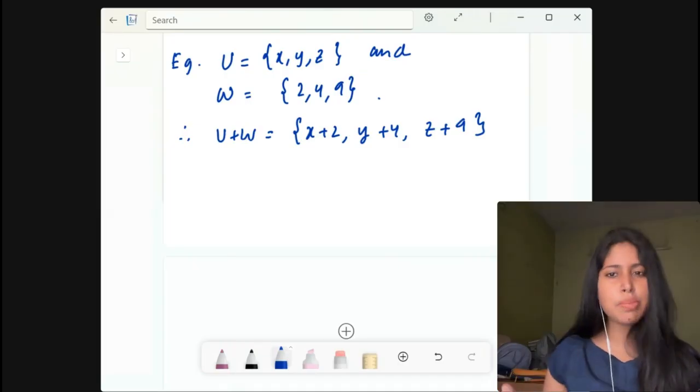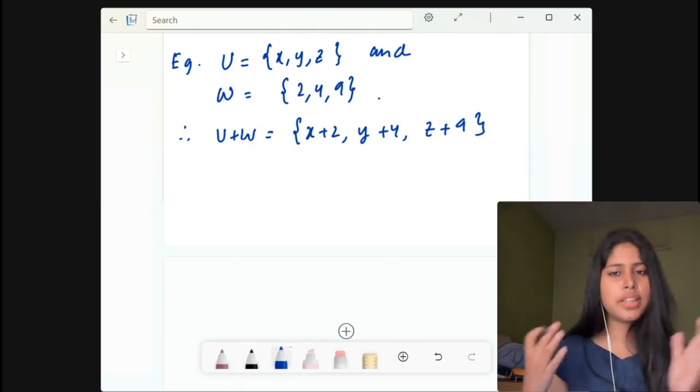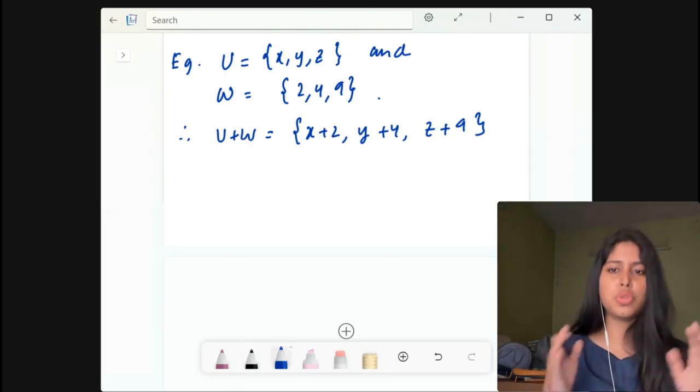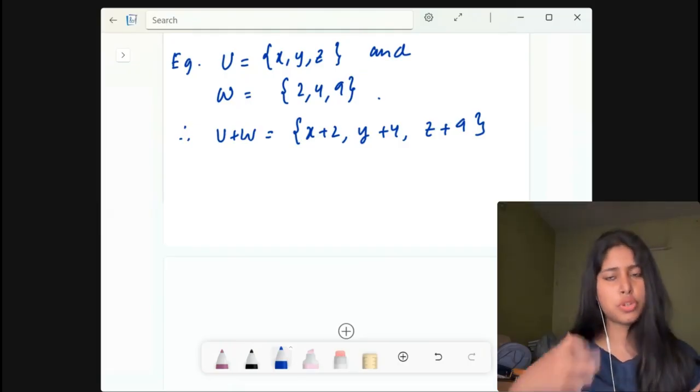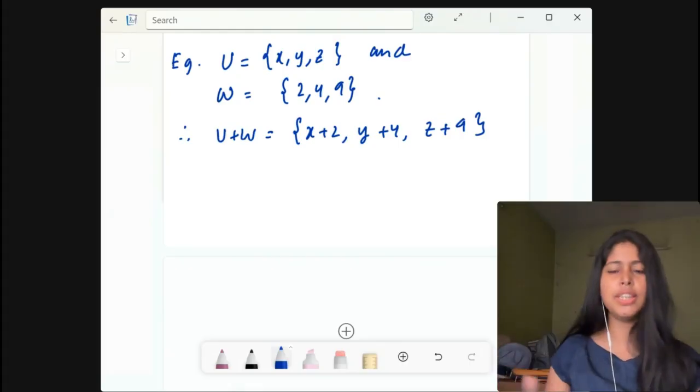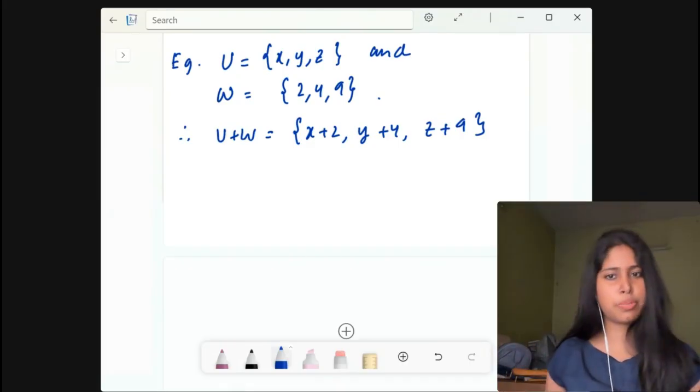And for linear independence, it is just the opposite, where the same set is linearly independent if the only solution to C1 alpha 1 plus C2 alpha 2 plus C3 alpha 3, and it goes on till Cn alpha n is equal to 0, is C1 equals C2 equals C3 equals, and goes on till Cn equals 0, which basically means that all scalars must be 0.